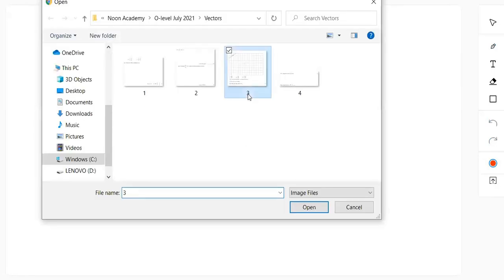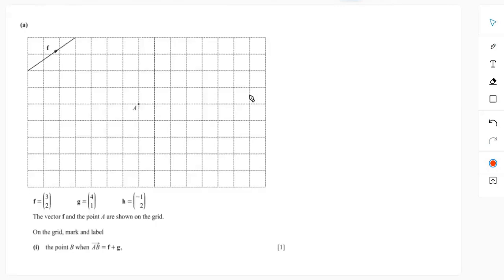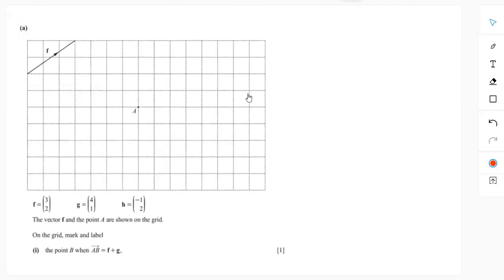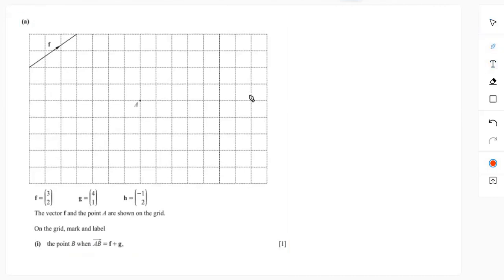Okay, so let's look at this. Now, sometimes you have to use a grid like this to figure some things out. Okay, now you have 3 vectors given. You've got vector F, you've got vector G, and you've got vector H. 3 vectors आपके पास. Now the vector F and the point A are shown on the grid.